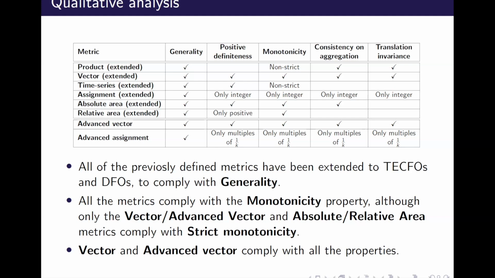But a key takeaway is that the vector and the advanced vector metrics comply with all of the properties. So in current and future studies, we are going to just use the vector metric as a sort of default catch-all case. And we're going to recommend it to people in industry, because it doesn't really have any clear limitations, apart from the fact that, of course, you need to scale your time flexibility slightly.